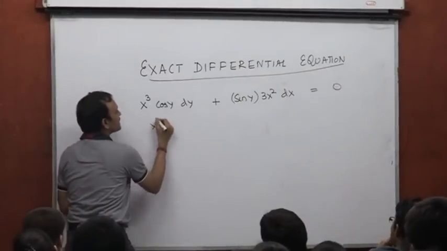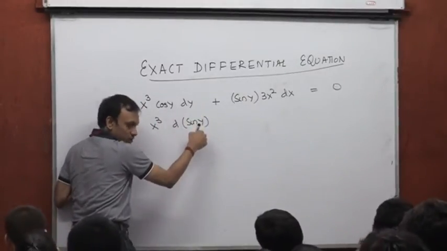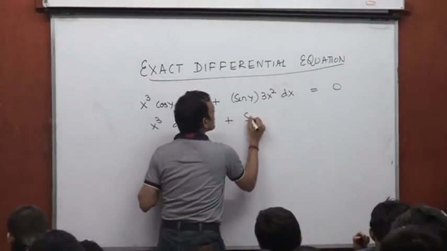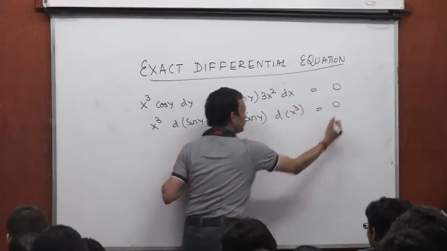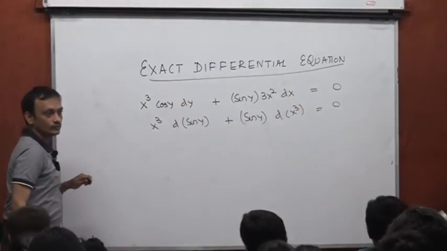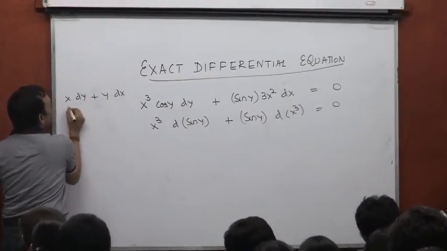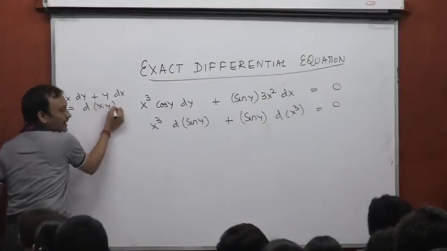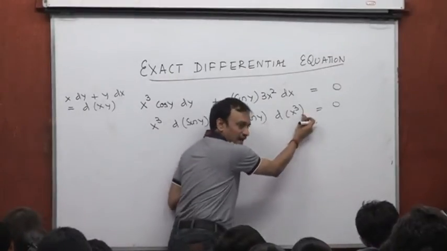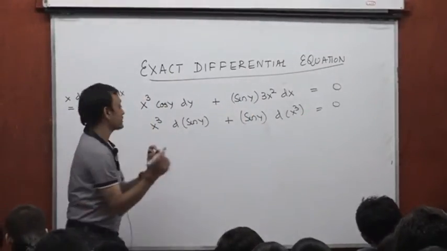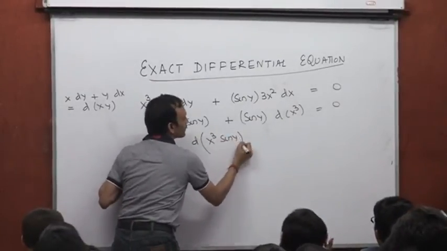See, I could write this as x cubed into d of sin y, right? Cos y dy is d of sin y, plus sin y d of x cubed equal to 0. If you recall, x dy plus y dx, algebra of differentials, we got as d of xy. So that's going to be d of x cubed sin y, equal to 0.